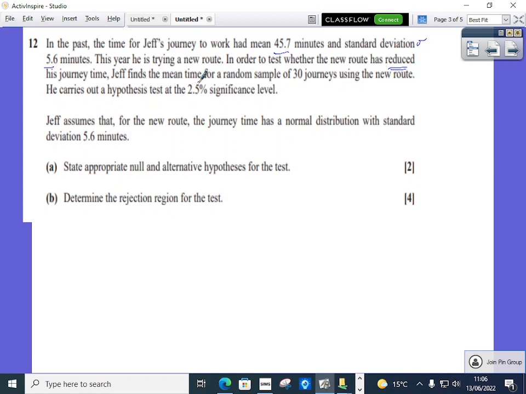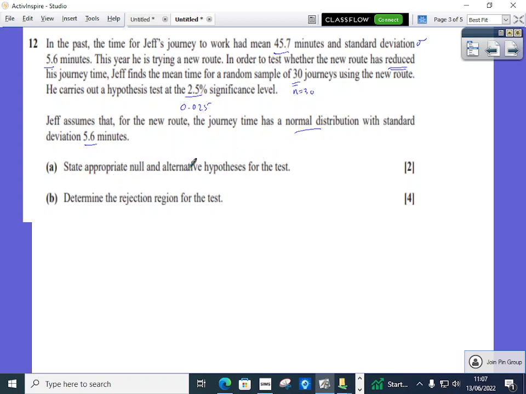Jeff finds a mean time of his random sample of 30, so n is 30, this is a random sample. Using the new route, he carries out a hypothesis test at, and I'm just going to put 2.5%. I'm just writing key things on there that I'm going to use later to set it up, as I read through it. Now, Jeff assumes that the new route, the journey has a normal distribution with a standard deviation of 5.6. So he's comparing it the same as what his other route was. So we're happy with that.